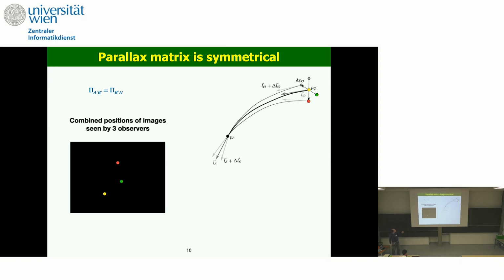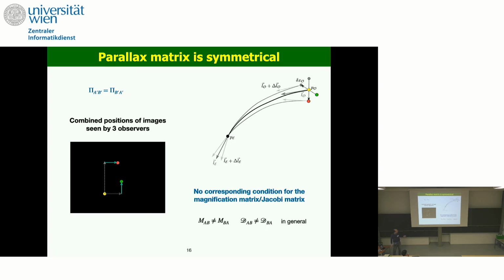There is also the fact that the parallax matrix is symmetric. So if you combine the position of a single object as registered by 3 observers, the yellow one, which is the central one, and 2 displaced ones, they will not be exactly on the same point. However, no matter what happens, you can see that 2 of the components of these displacements have to be equal, provided that these displacements here are equal. This is the result of this thing over here being true.